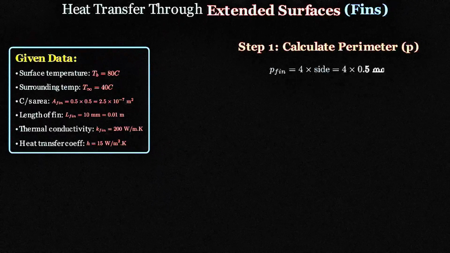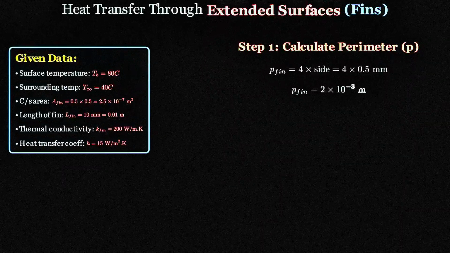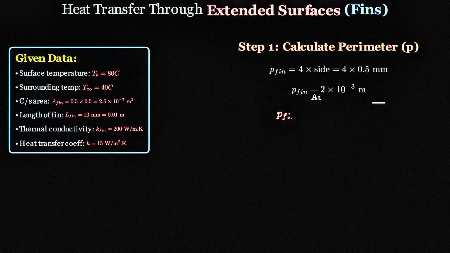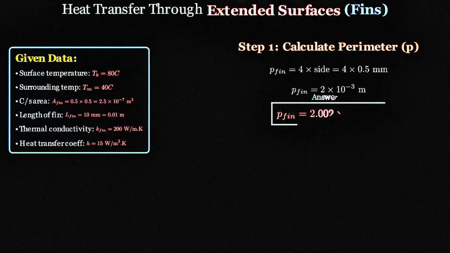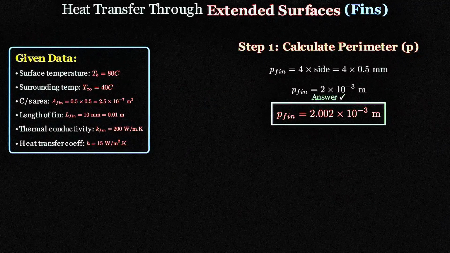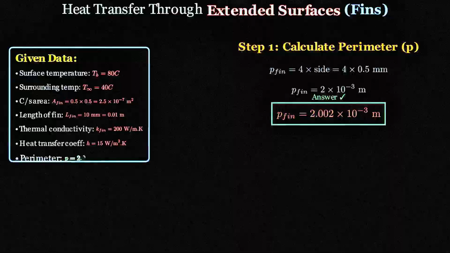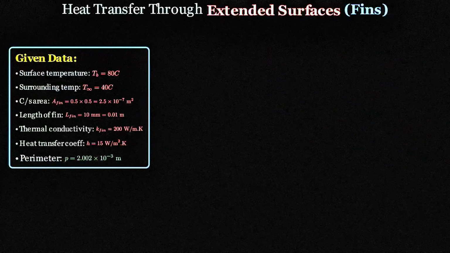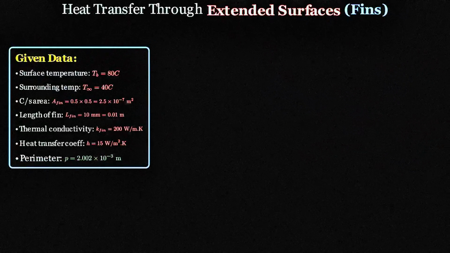Calculate the perimeter. For a square fin, the perimeter equals 4 times the side length, which is 4 times 0.5 millimeters. This gives us a perimeter of 2 times 10 to the minus 3 meters. More precisely, the perimeter is 2.002 times 10 to the minus 3 meters. We'll add this calculated value to our given data for future reference.